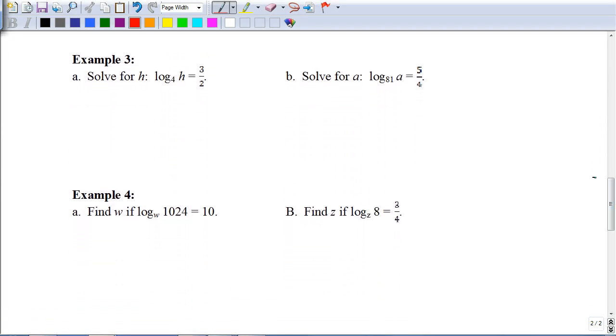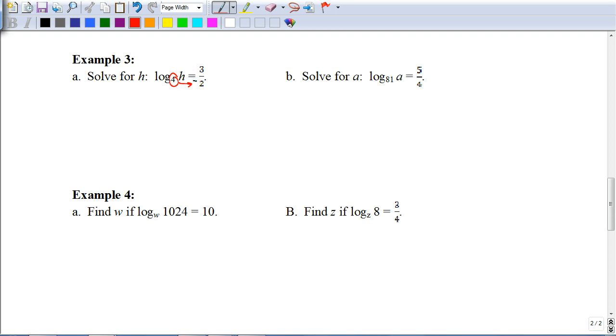But the most important thing is to know how to do these without a calculator, like examples 3 and 4 here. Again, they look tricky. Log base 4 of h equals 3 halves. You might be saying, I don't know what to do here. Well, if that's the case, remember, like I always say, if you're ever stuck, try putting it in a different form. It's currently in logarithm form. Try putting it in exponential form. See if that changes anything for you. We learned about that in a previous section.